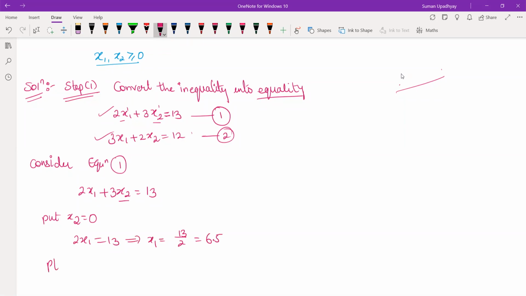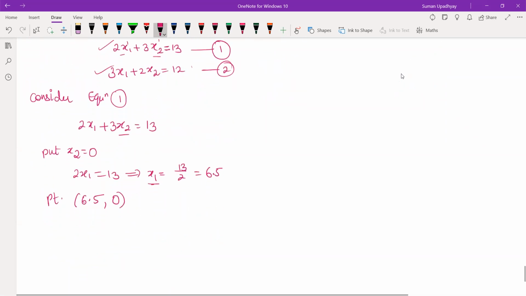सो हमारा पहला पॉइंट क्या मिला? पहला पॉइंट मिला हमारा, x1 का वैल्यू पहले लिखने का, that is your x axis. तो 6.5, 0, this is your first point. Similarly, you can find out the second point. Second point के लिए क्या करोगे? Put x1 equals to 0. That means ये तो हो गया x intercept.